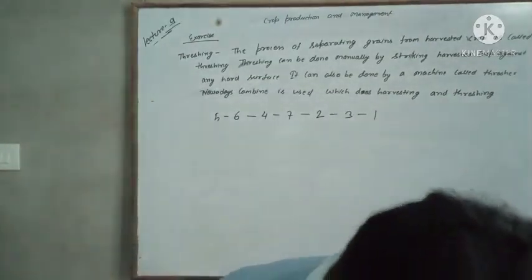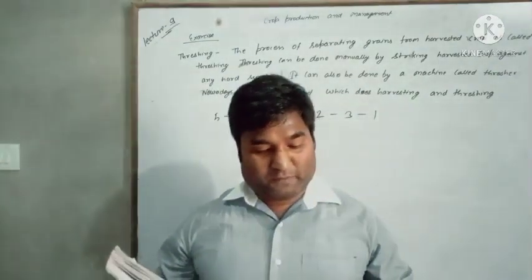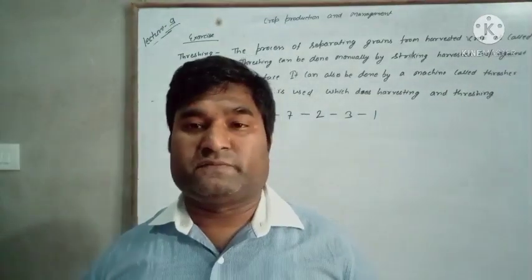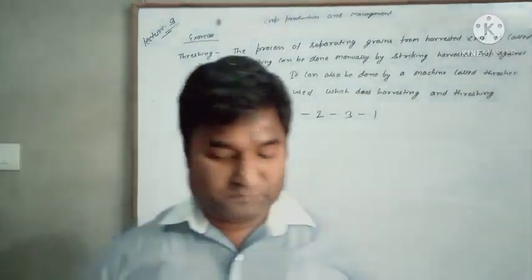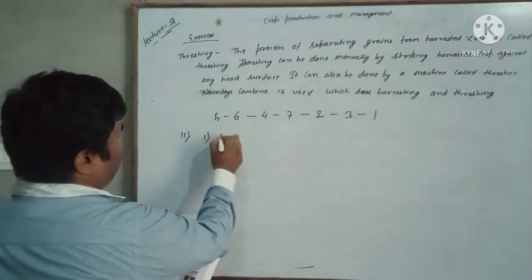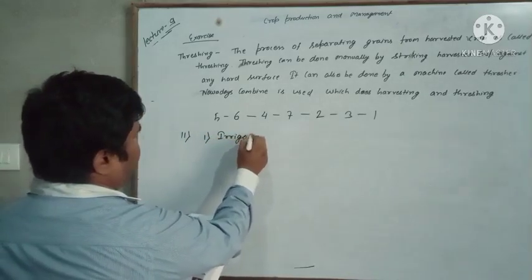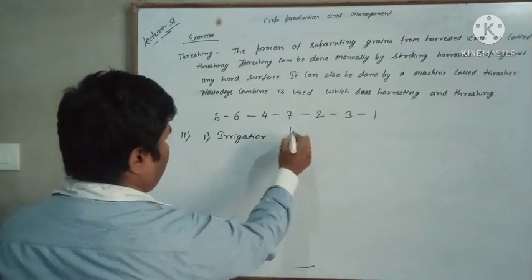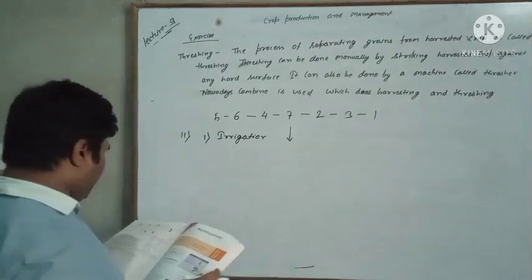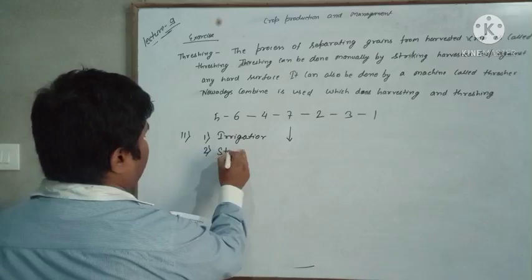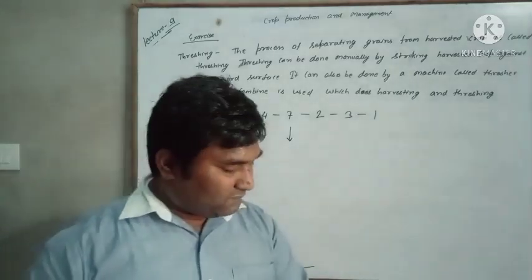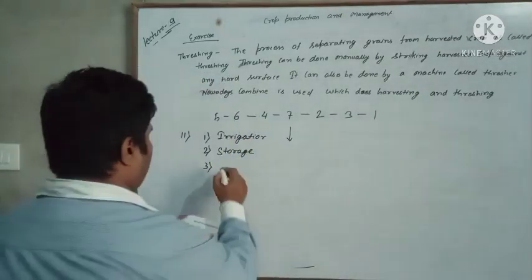Now, complete the following word puzzle with the help of the clues given below. First, providing water to the crops. The first one, from top to bottom, will be irrigation. Keeping crop grains for a long duration under proper conditions. The second is storage. Third, certain plants of the same kind grown on a large scale is called a crop.